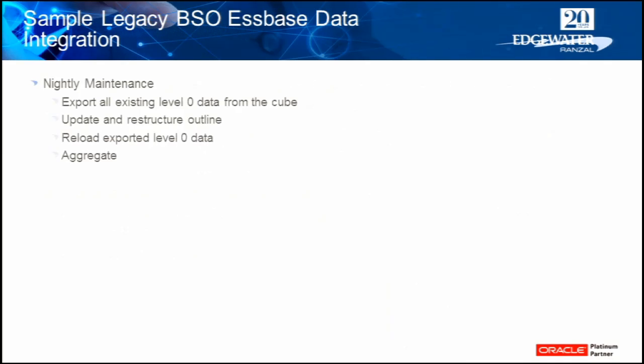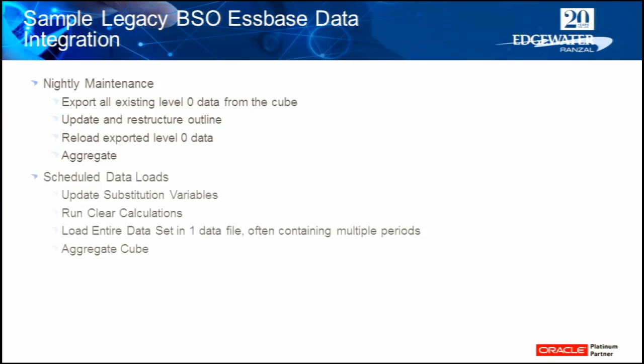All right. So a little bit of a history on the product there. So let's talk about, if we're going to be integrating with Essbase and Planning, what are some of the things in a legacy process using load rules or any other method that you're used to doing, sound about right for nightly maintenance. I might export level 0 data out of the cube, update and restructure my outline, reload all my data, rerun aggregations. Sound reasonable? I'm not missing anything.